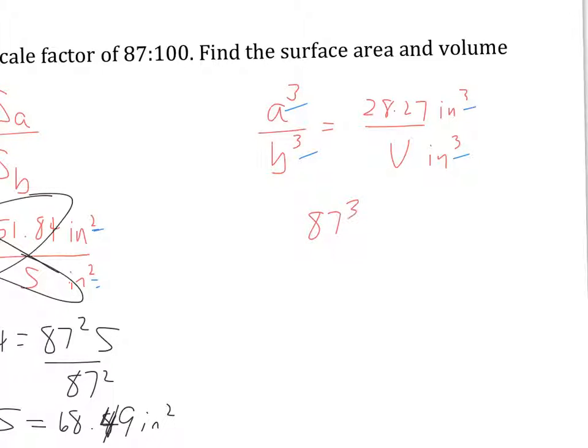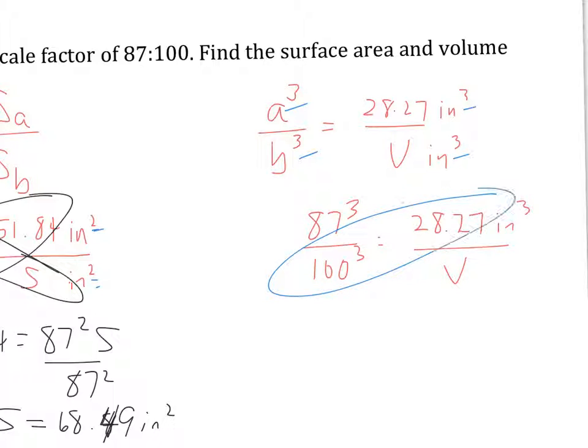So when I go to do this, I'm going to end up with 87 cubed over 100 cubed equal to 28.27 inches cubed over a volume. Do not cube the 28.27. It is already cubed. That's why it has the inches cubed on it. So again, all you're doing is cross multiplying. If you need help doing the cube, there's two ways you can do it. You can use the caret with the cube, or you can hit the math button, and then number 3 is a cube.